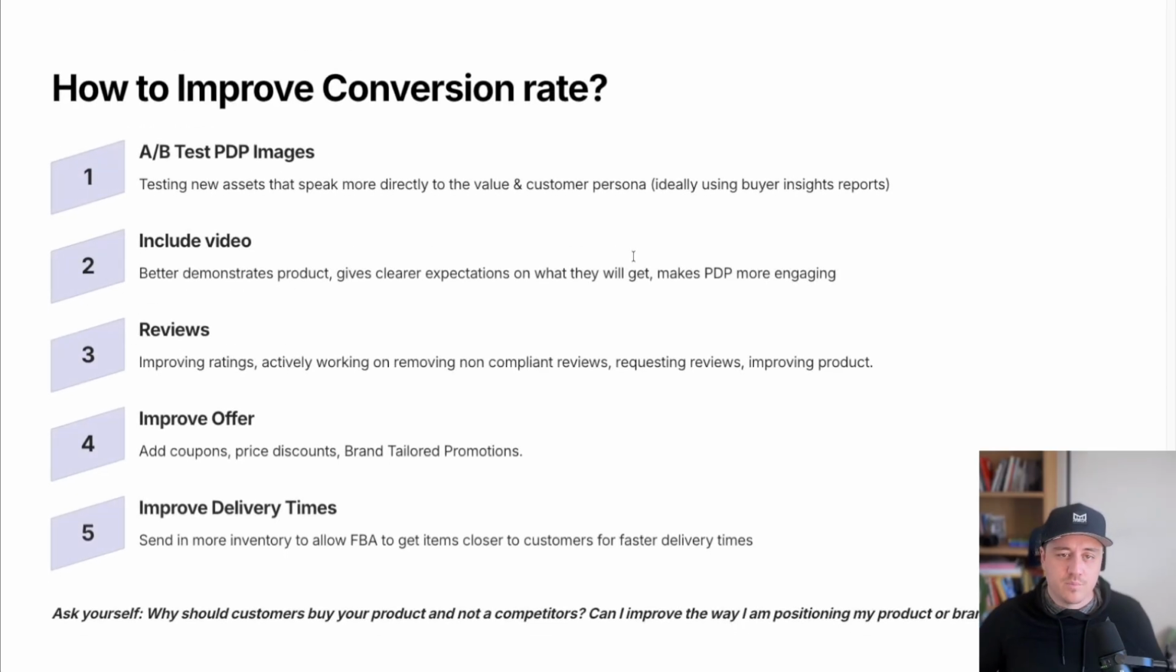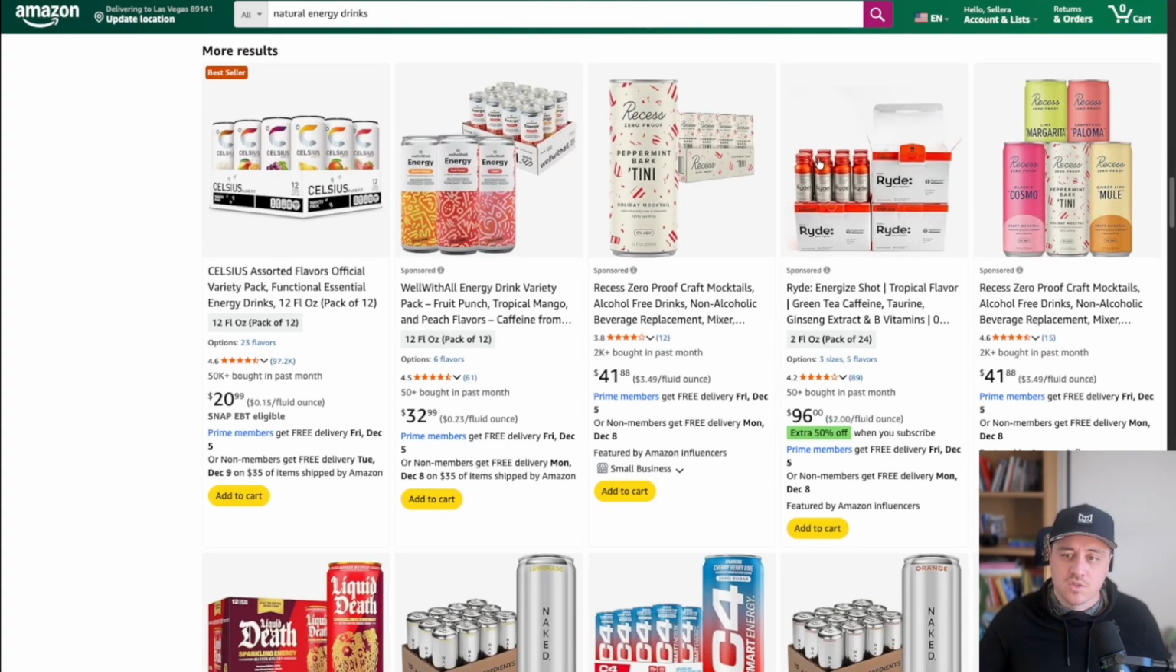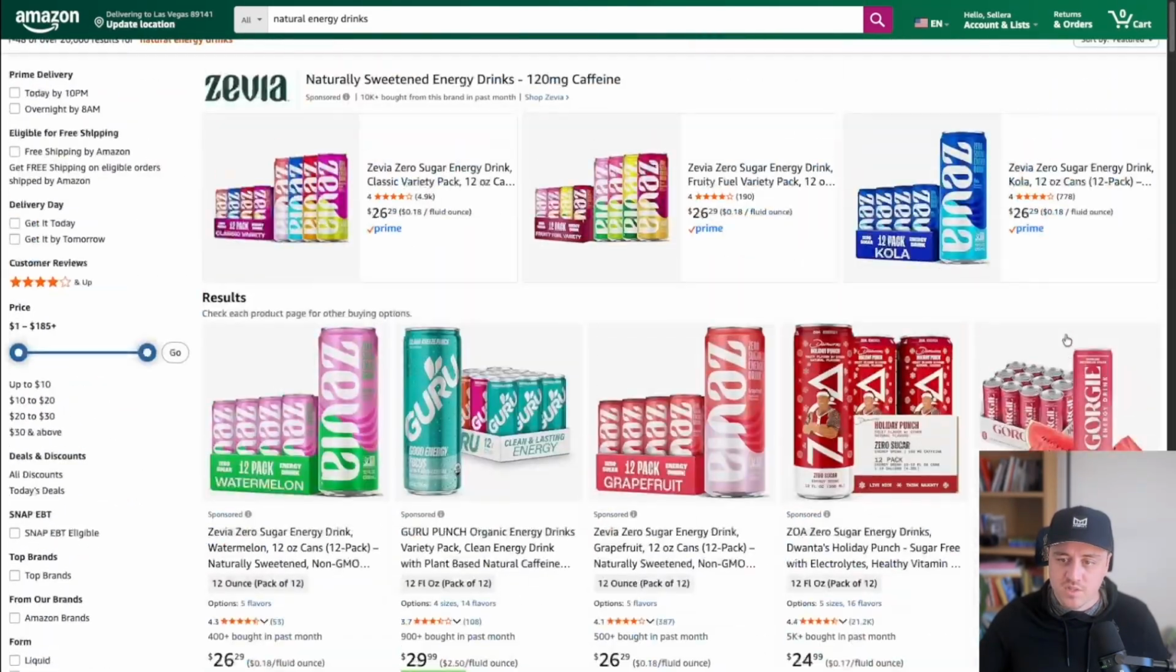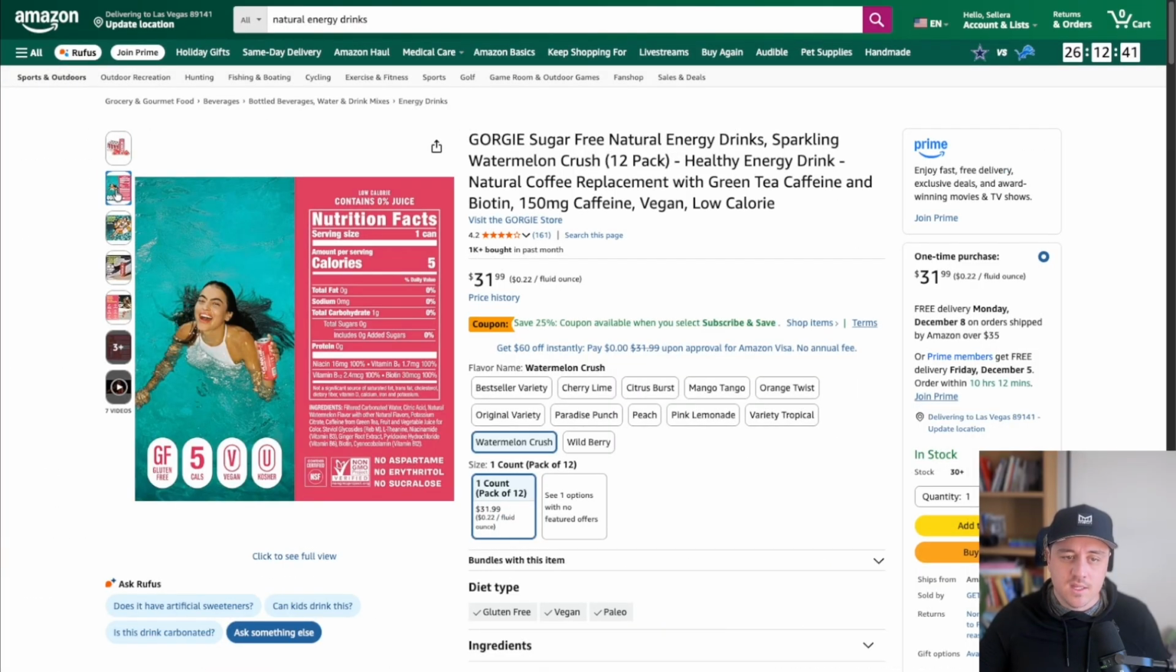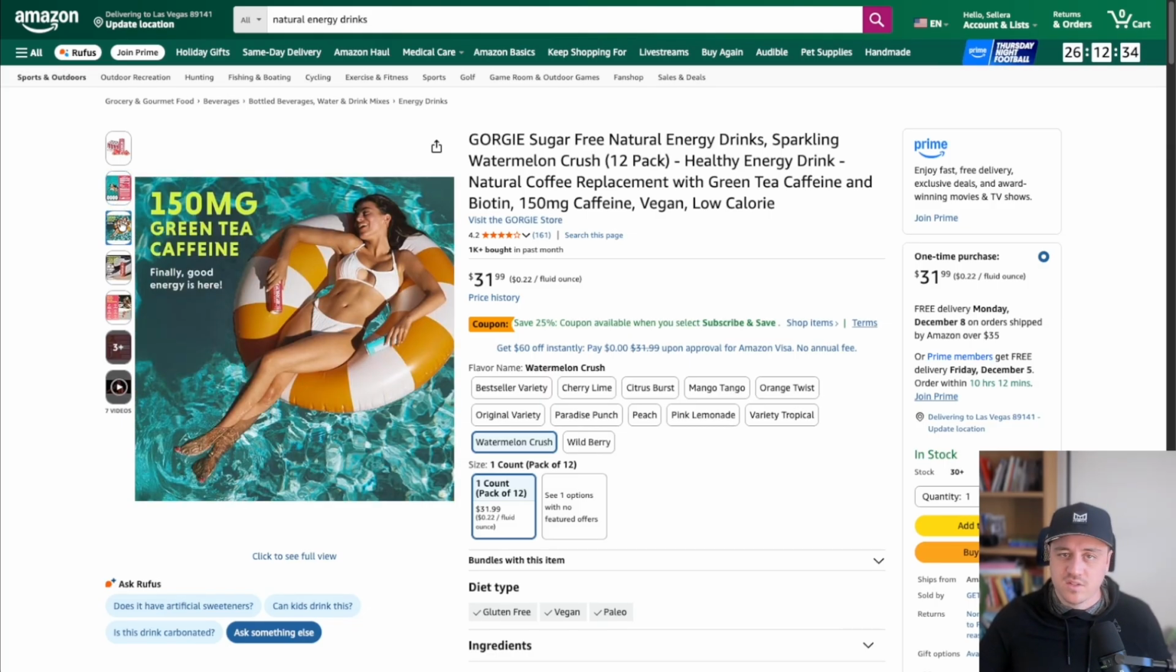And so how do you improve your conversion rate? Well, you need to A/B test your PDP images. So if we just jump into one of these SKUs here, if we just jump into Gorge, it is really, really important that these images here, these are called just the PDP images. Sometimes people will call them gallery images, carousel images.